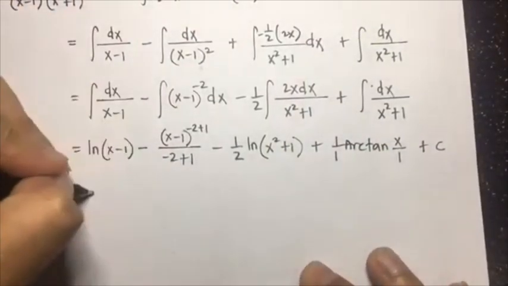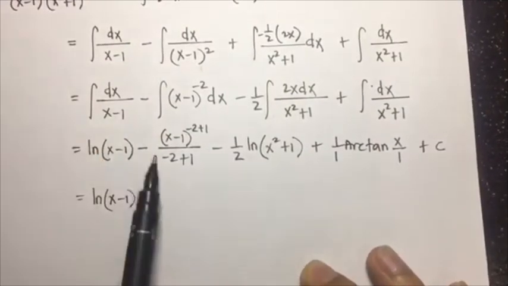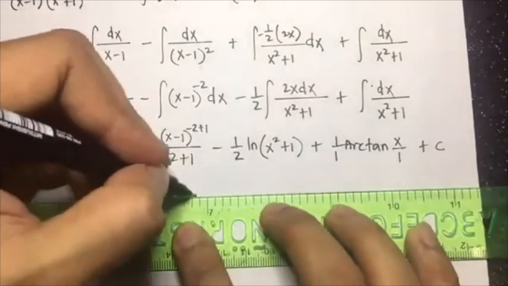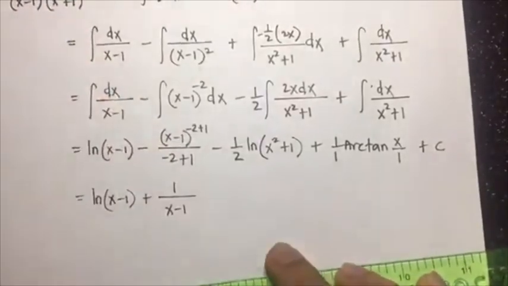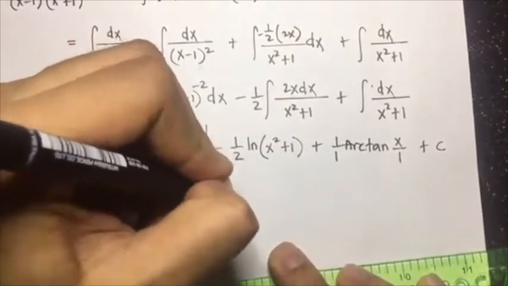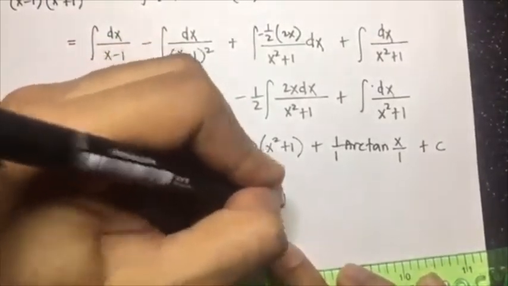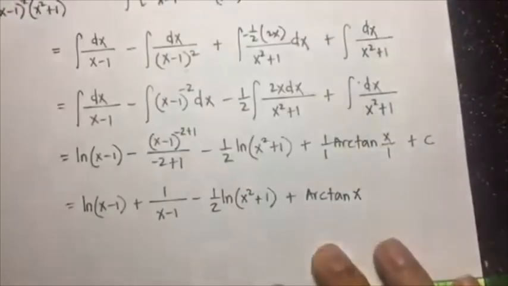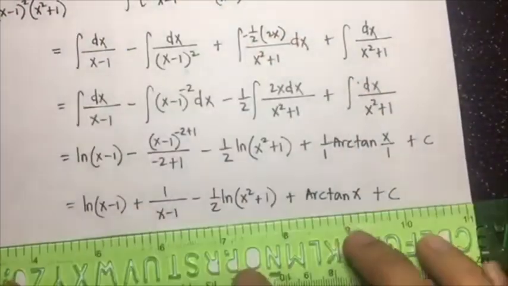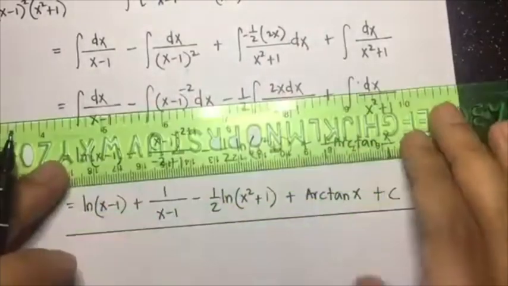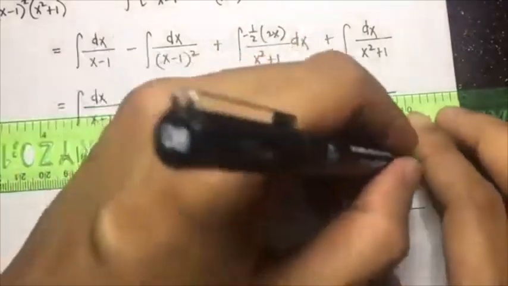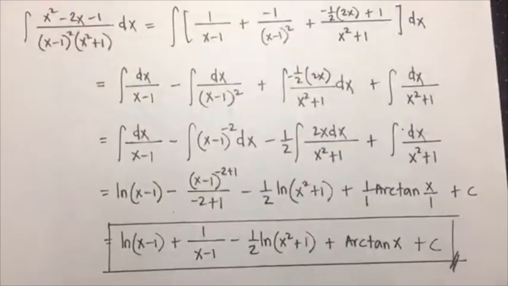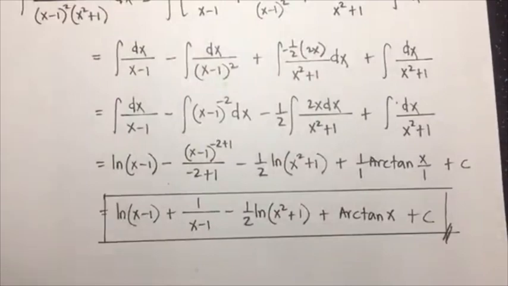So simplifying, we will have ln of x minus 1, and negative times negative is positive, so this will be on the denominator, so plus 1 over x minus 1, minus 1/2 ln of x squared plus 1, plus arctangent of x plus c. Okay, so that's it. So good luck.